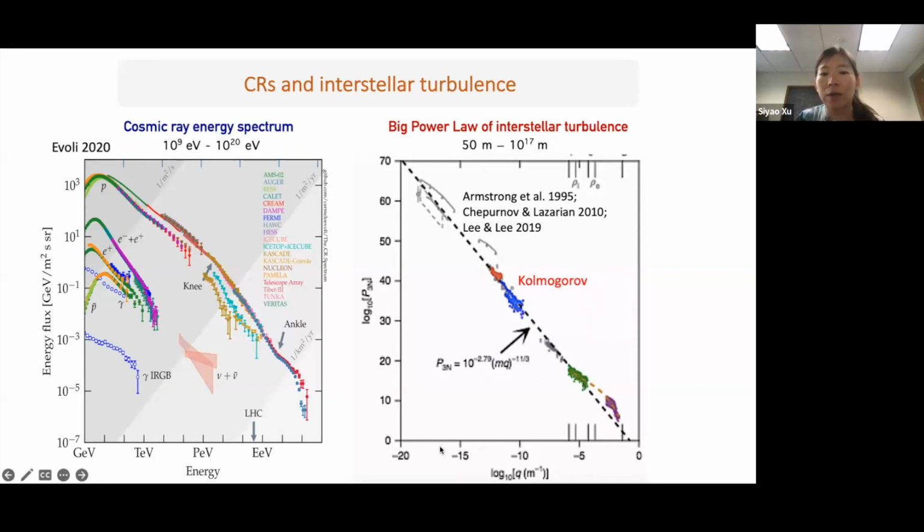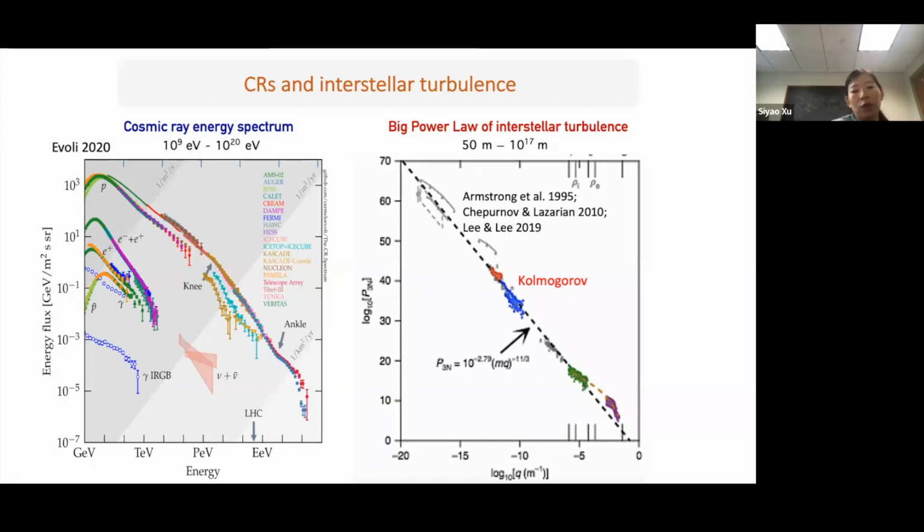This extends from hundreds of parsecs down to 10 to the 6 kilometers, but now with Voyager, down to very small scales, even tens of meters. So these two big power laws, we believe, are closely connected to each other. Cosmic rays with different energies can interact with turbulence on different length scales.